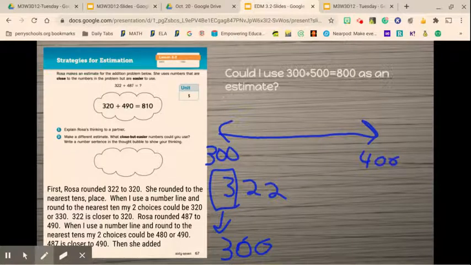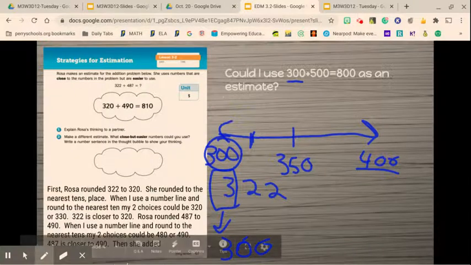I also am going to find the middle, which in this case is going to be 350. And then finally, I put in my number on the number line. So 322 is going to be somewhere over here. So 322 is actually going to be closer to 300 than it would be to 400. So the first part of my answer is going to be 300.